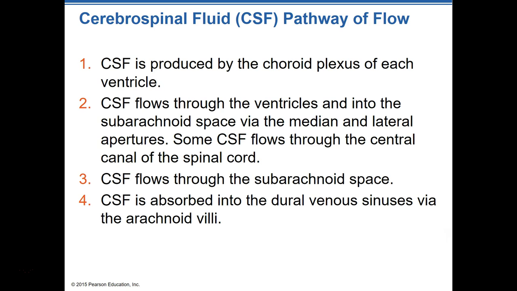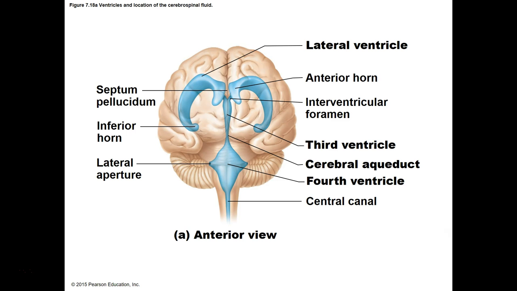It flows through the ventricles into the subarachnoid space. Then it goes to the central canal. Some of it goes to the central canal of the spinal cord. And it's absorbed into the dural venous sinus via the arachnoid villi. So it's just this watery, clear fluid that is in those spaces within the brain. The interesting thing about cerebral spinal fluid is it doesn't mix well with blood.